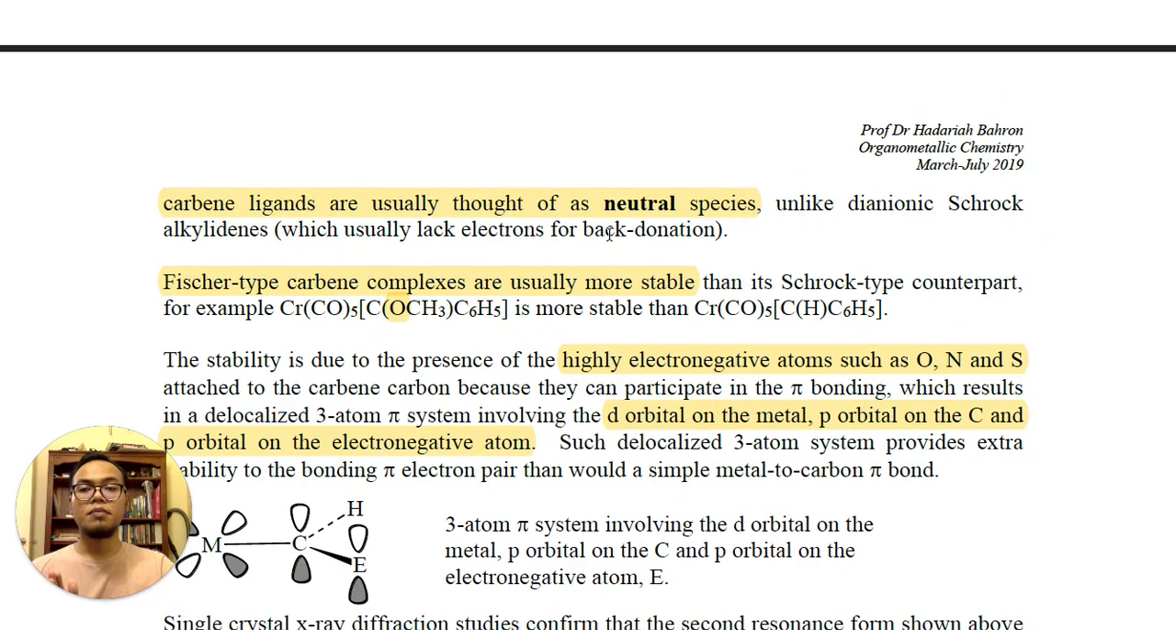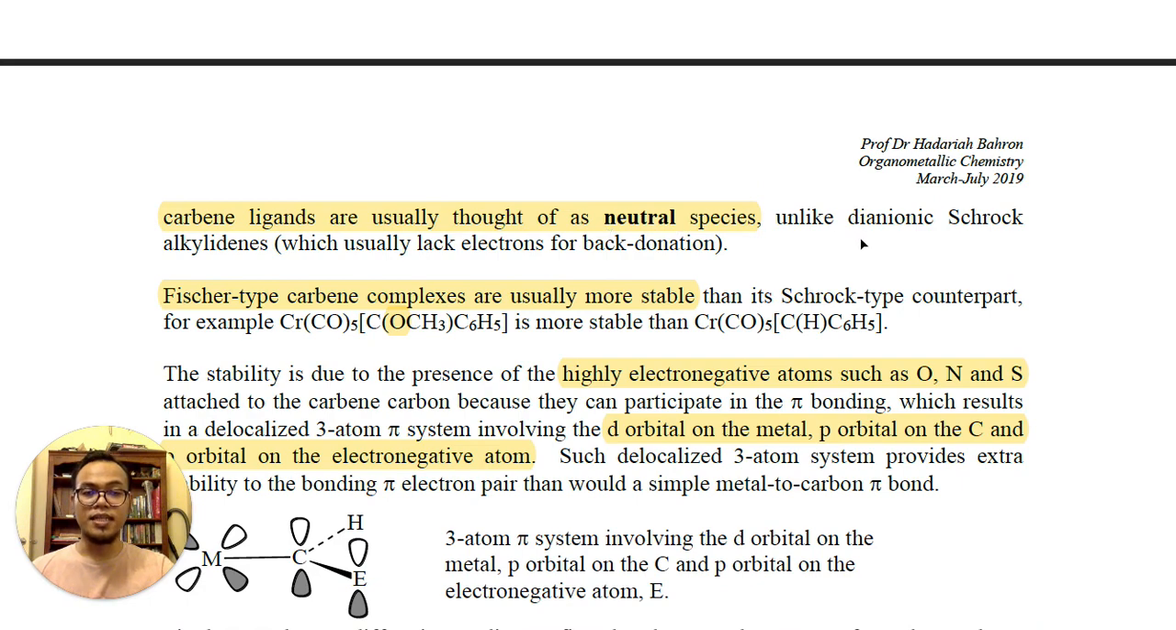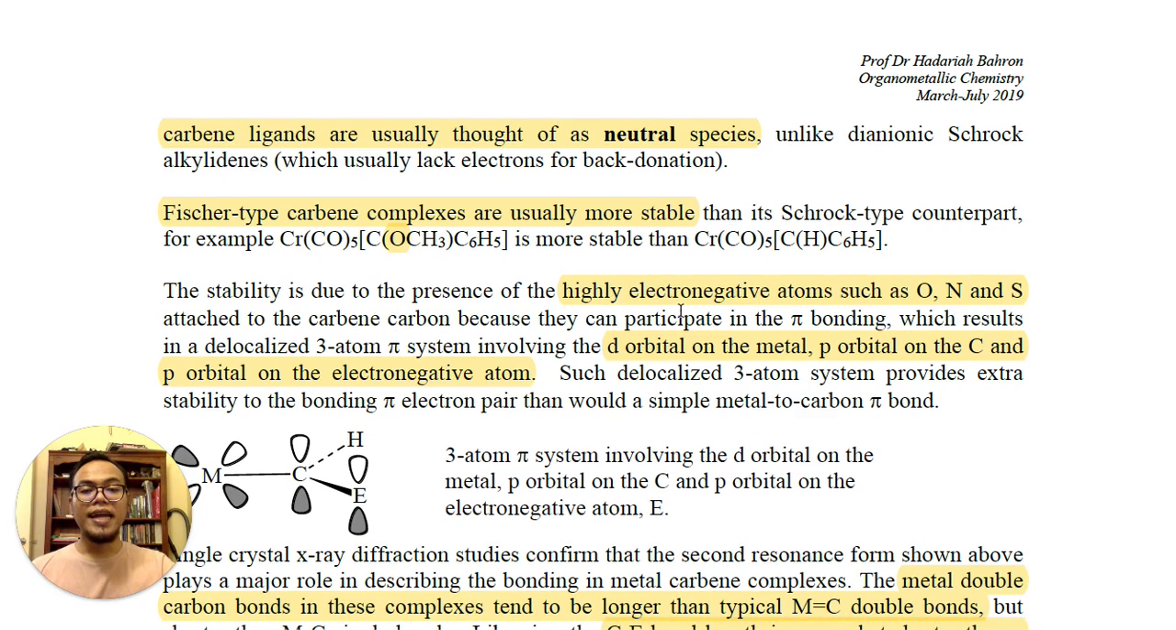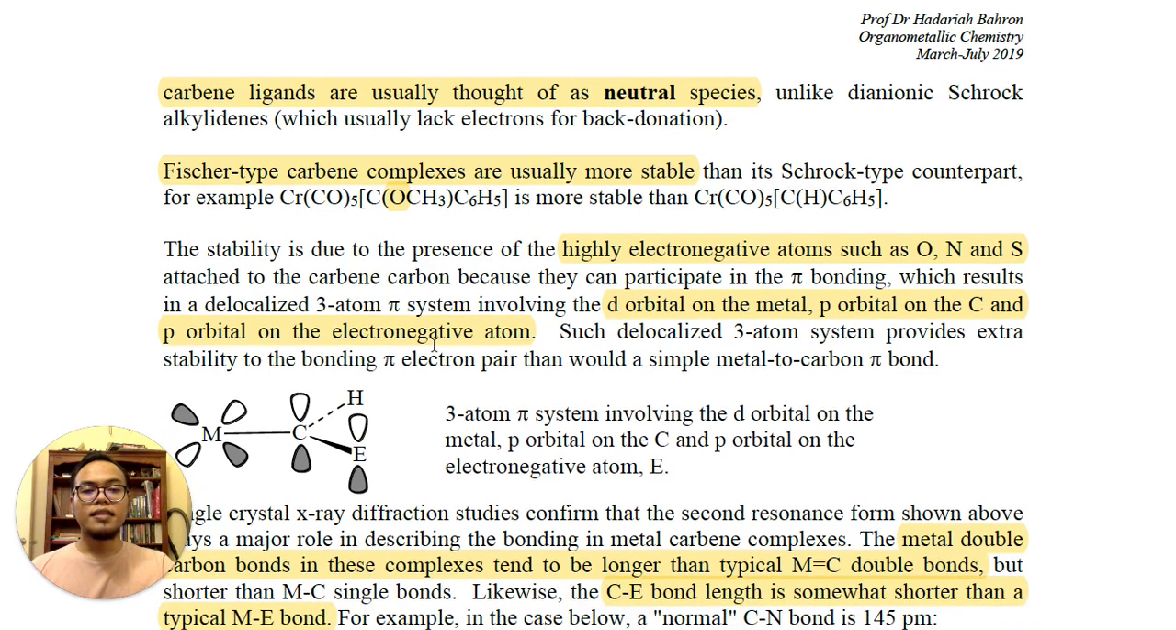For Fischer carbenes, it is considered as neutral species, unlike dianionic Schrock alkylidynes, and ionic, dianionic, meaning it is an ion. Schrock, that one is not neutral species. Okay, the Fischer type carbene complexes are usually more stable than Schrock. Okay, why so? Because we have highly electronegative atoms like oxygen, nitrogen, or sulfur, and then these can participate in the pi bonding.